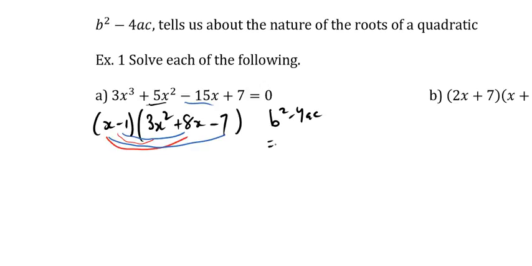So this would be 8 squared minus 4 times 3 times negative 7, right? So I've got two negatives, so I'm going to end up adding. So it's 64 plus 4 times 3 times 7. 148. Not a perfect square. Therefore, we'll use the quadratic formula for that part.